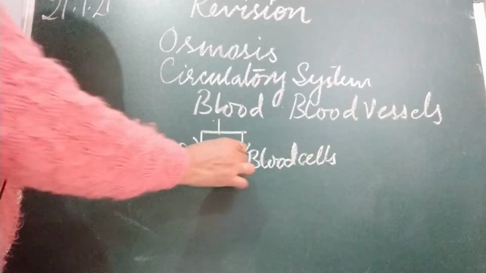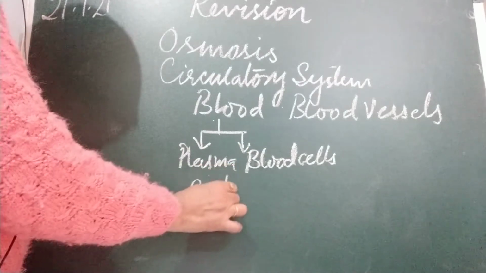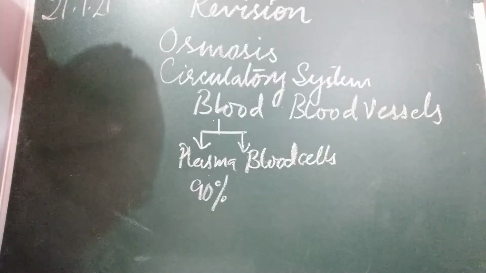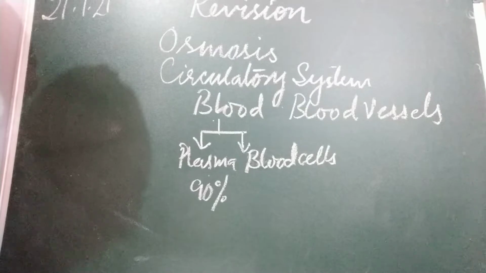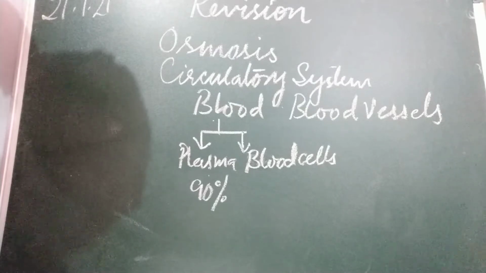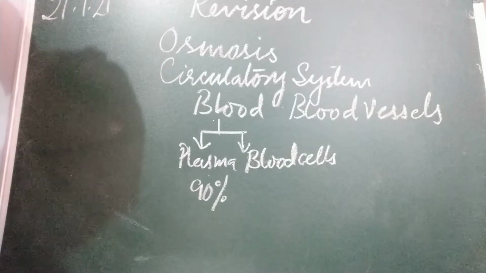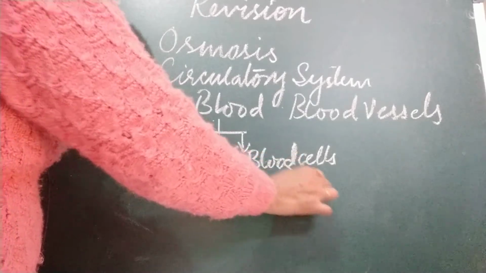The liquid part, plasma, contains 90% water and 2.5% waste, food and enzymes, and the rest is waste and enzymes. Now come to the blood cells. There are three types of blood cells.